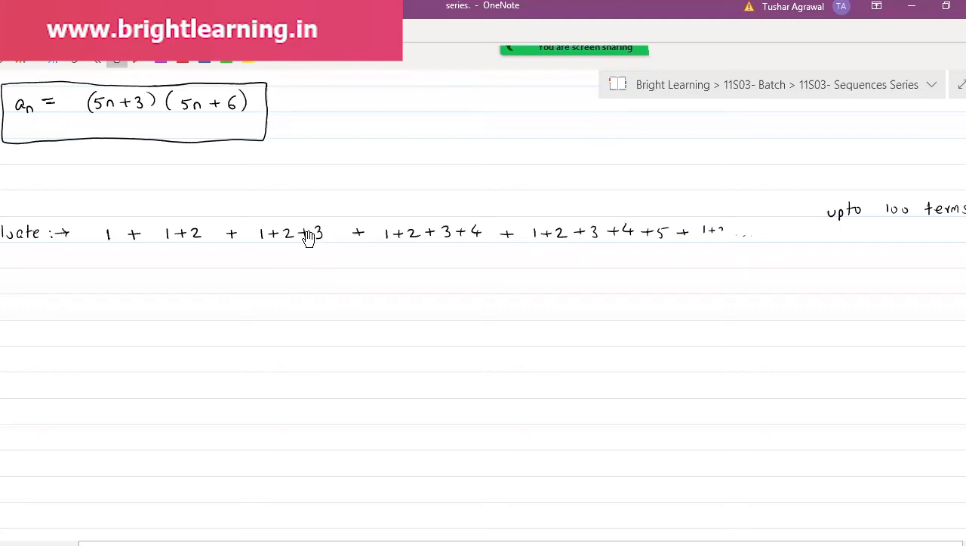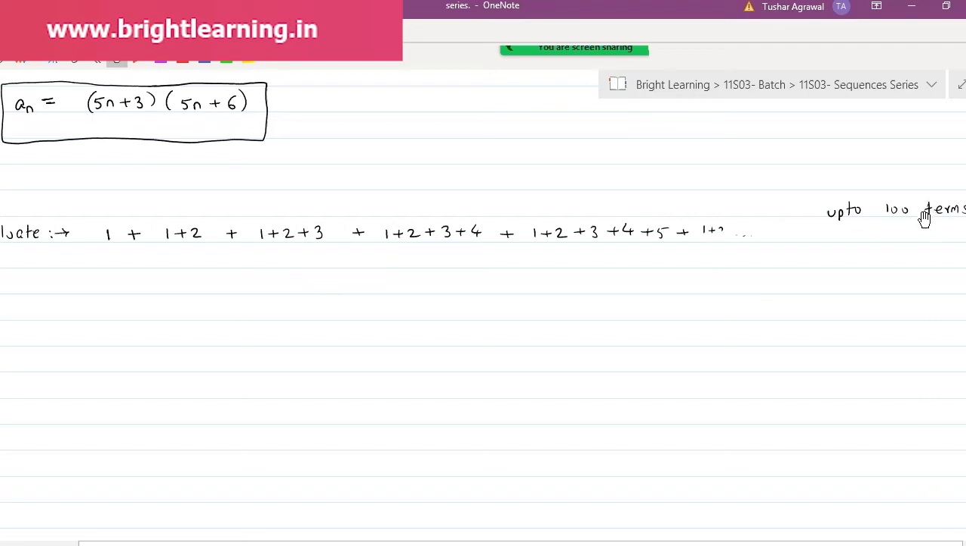Sir, excuse me. Yes, tell me, Afreen. Sir, will it not come as 1 into 1 plus 2, into 1 plus 2 plus 3, into 1 plus 2 plus 3 plus 4? No, it will not come as a product. Why are you going into multiplication? There is no role of multiplication here.